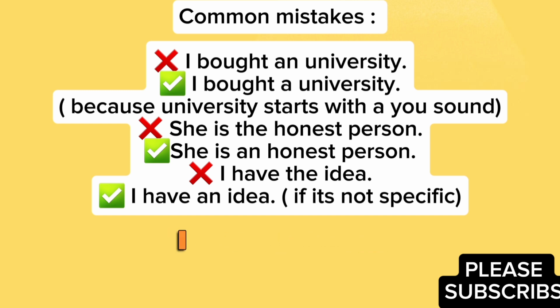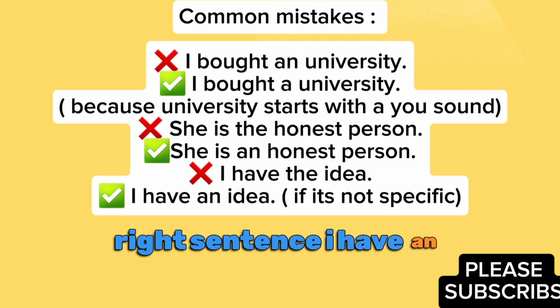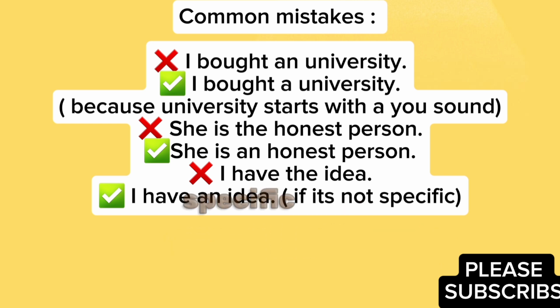Wrong sentence: I have the idea. Right sentence: I have an idea, if it's not specific.